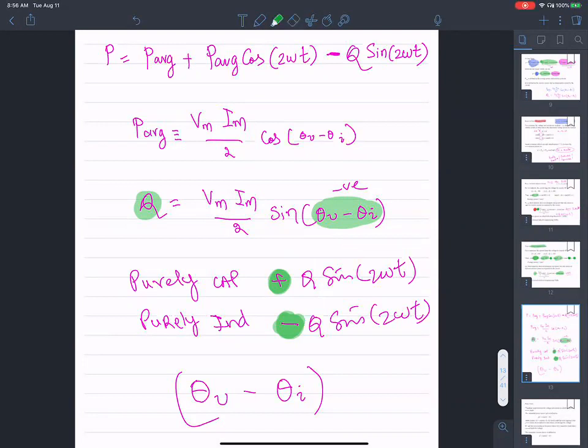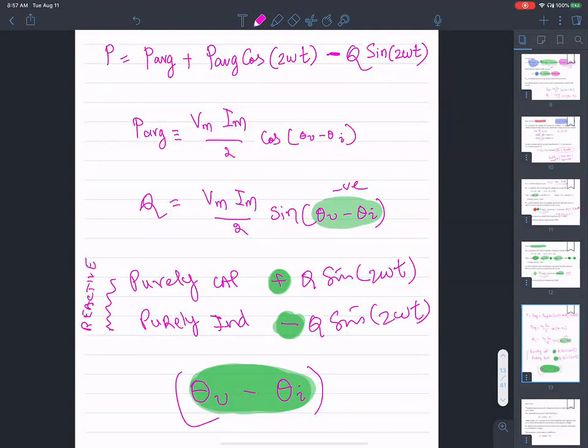So what you said is right, this angle, theta V minus theta I, is of utmost importance. It determines if the voltage is leading or lagging the current, and based on that, we have a purely inductive or purely capacitive circuit or something in between. So this angle is very important in determining the sign, the polarity, of the reactive power. This is the reactive power, okay?